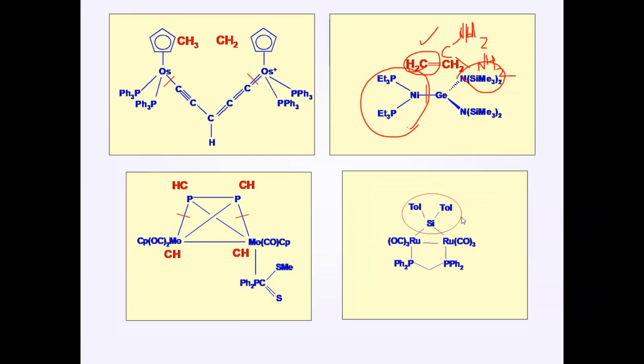Simply CH2. This part. This is CH, right? Only this RuCO3 must be equivalent to CH. Therefore, 3 bonds are there. However, you can't break this bond.